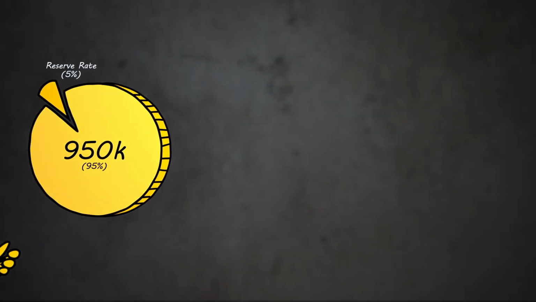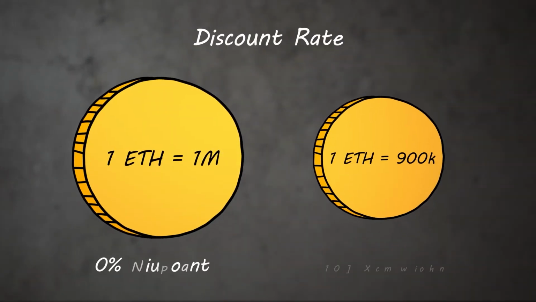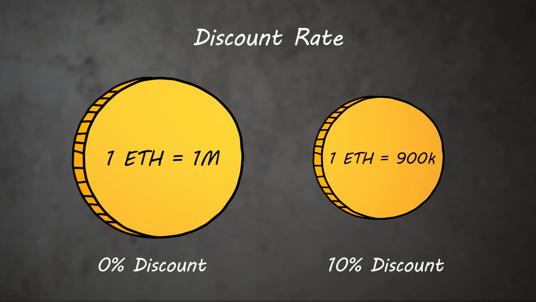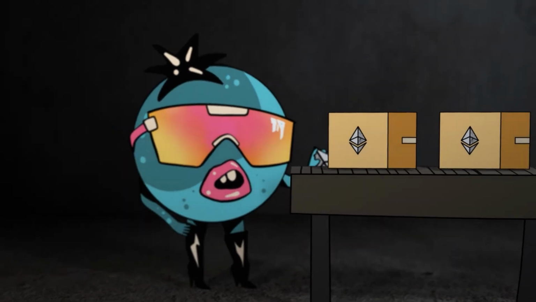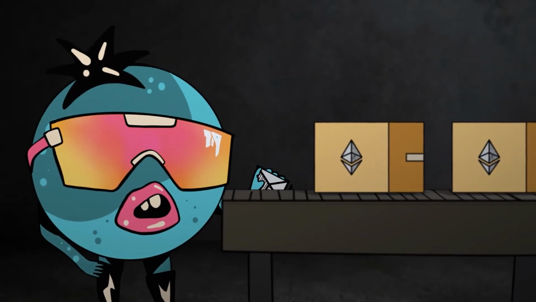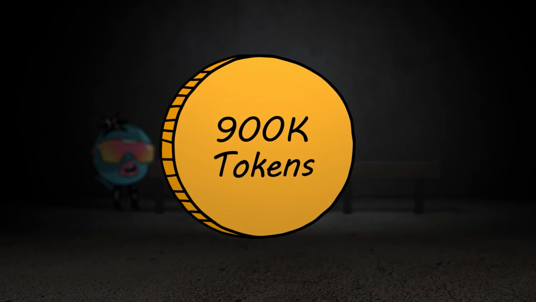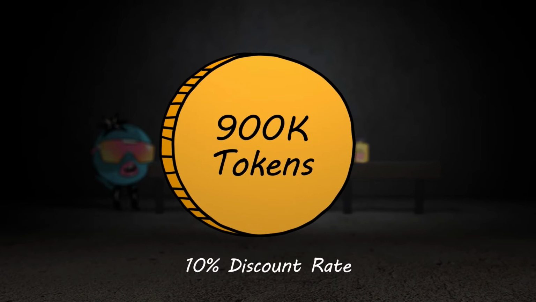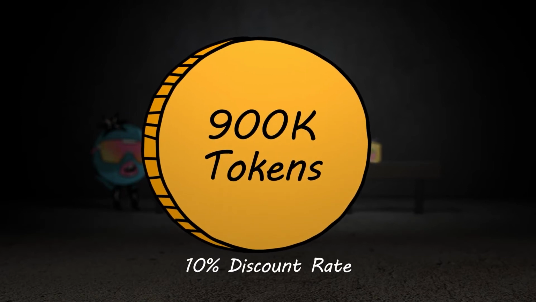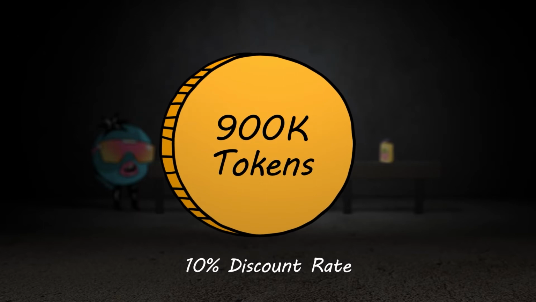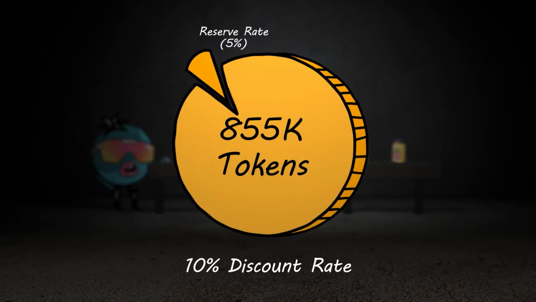Juicebox projects can reward early contributors via a discount rate. The discount rate means that contributions in later funding cycles will be awarded fewer tokens per ETH contributed. Our friend contributes 1 ETH in funding cycle 2. Since Example DAO has a discount rate of 10%, our friend's contribution is initially worth 900,000 Example tokens. After the reserve rate of 5% is applied, our friend will receive 855,000 tokens.